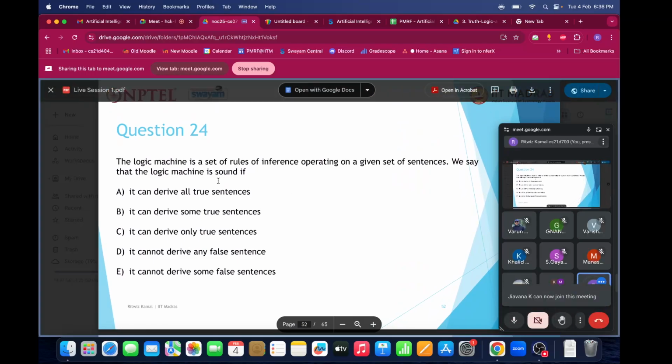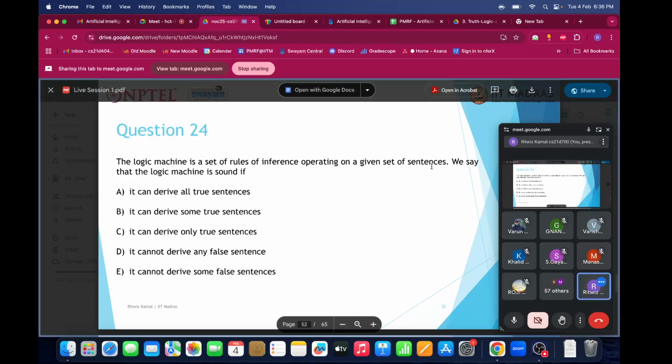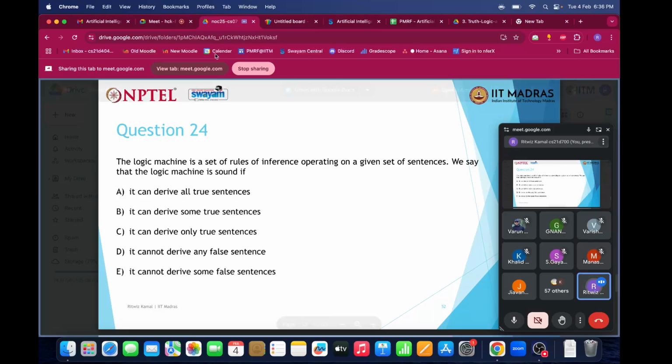Question 24 says that the logic machine is a set of rules of inference operating on a given set of sentences. We say that the logic machine is sound if which of the following do you think would be correct?